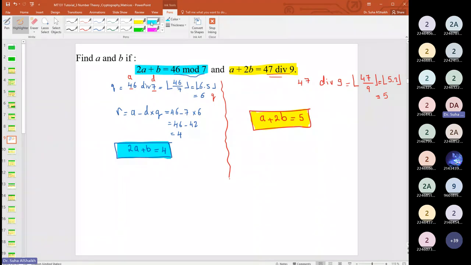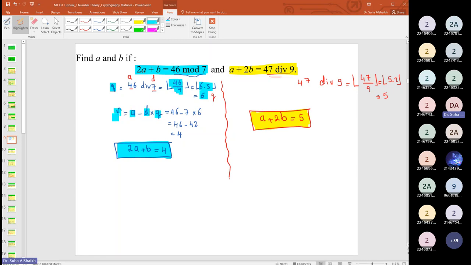Again, to get the mod, to get 46 mod 7, I need to get the Q, which is the div. What is the div? The div is equal to the floor of 46 over 7. The floor of 46 over 7 is the floor of 6.5, which is 6. Now I have the Q. To get R, the remainder, R is equal to A minus D times Q.